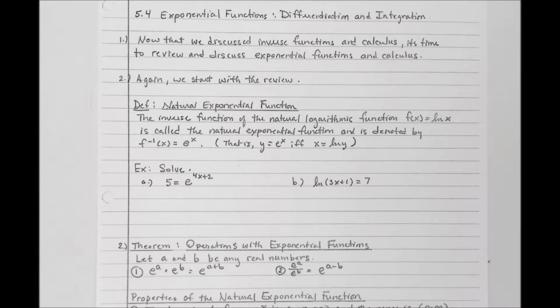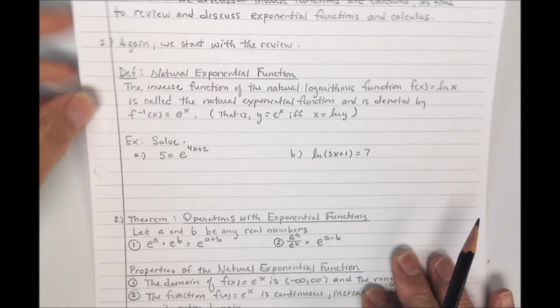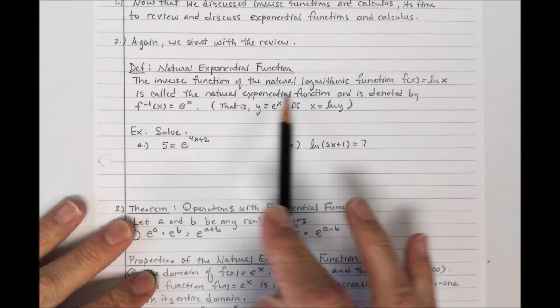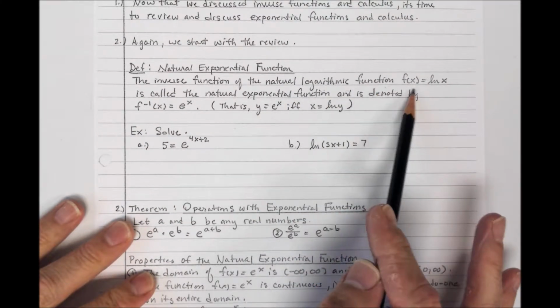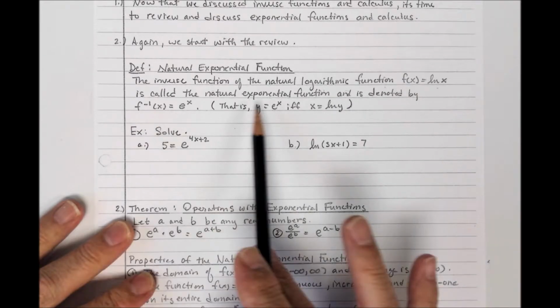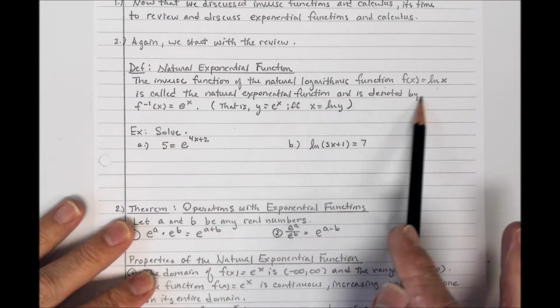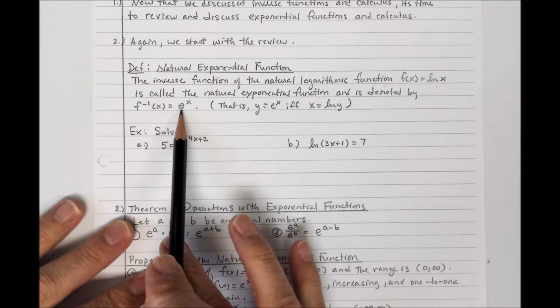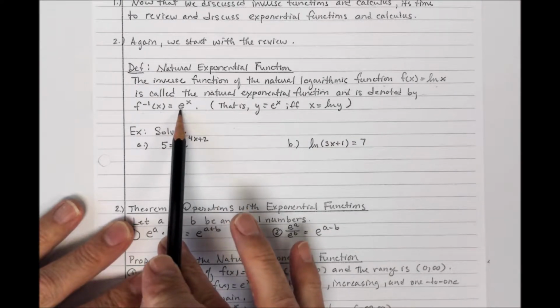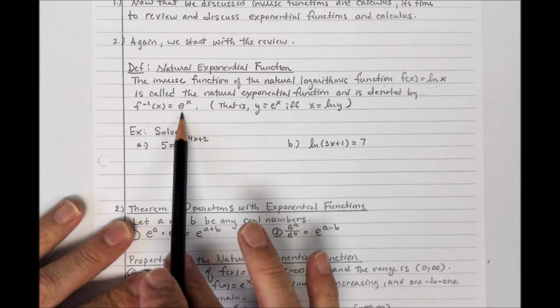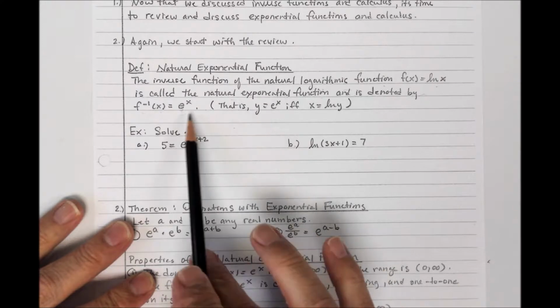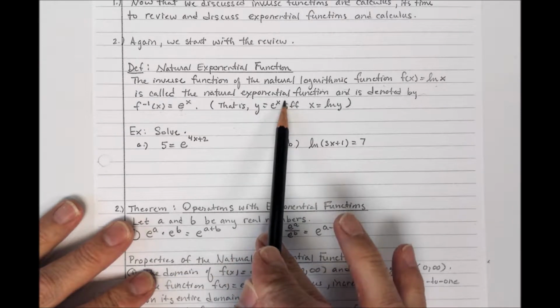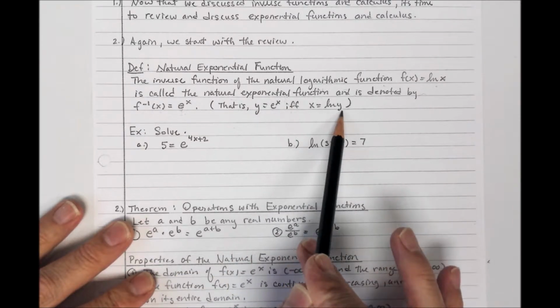The natural exponential function is defined, we'll start off with a review. It's the inverse function of the natural logarithmic function, f of x equals the natural log of x, is called the natural exponential function and is denoted by f inverse of x is equal to e to the x. Now y'all remember hopefully e is the irrational number 2.71828, etc. And of course if they're inverses, y equals e to the x is true if and only if x equals the natural log of y.